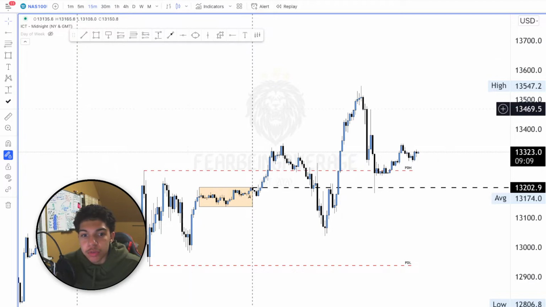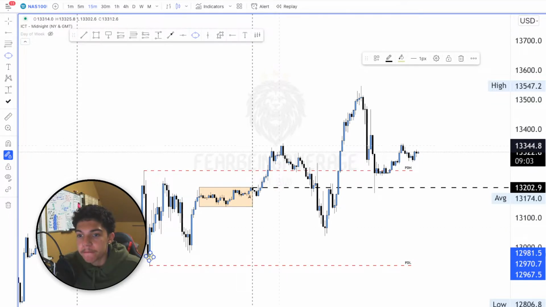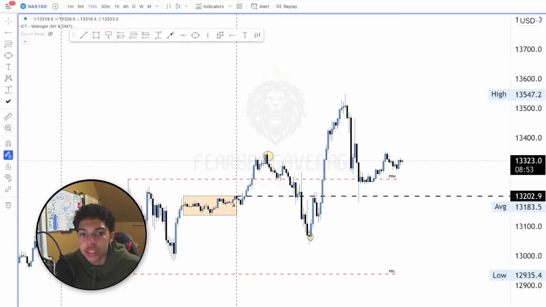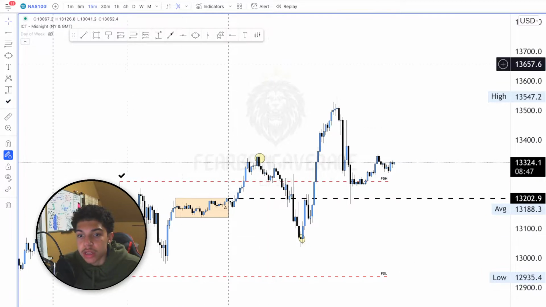Okay, now that we have our 3-point outline, we're going to make sure that everything is good, and we're going to be pointing our eyes to a few specific areas. First things first, I want you guys to keep this low in mind, this high, this low, just like that. I want you to pay attention to all these areas, and I also want you to pay attention to the fact that we ran the previous day's high and didn't run the previous day's low. We ran the liquidity below the Asian session range.